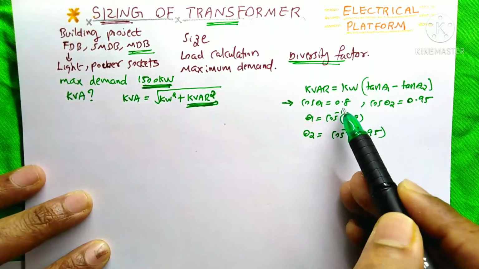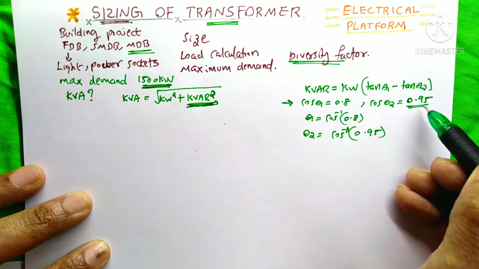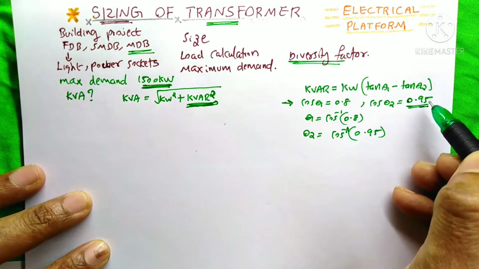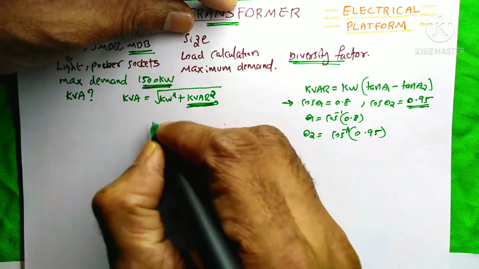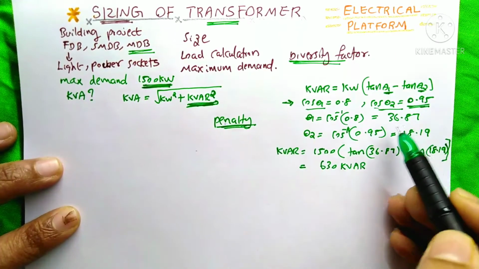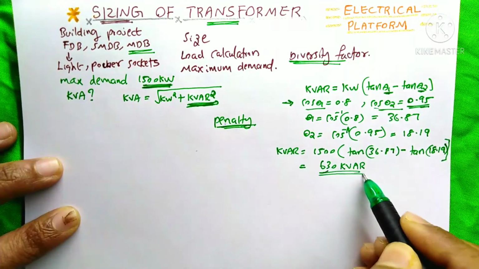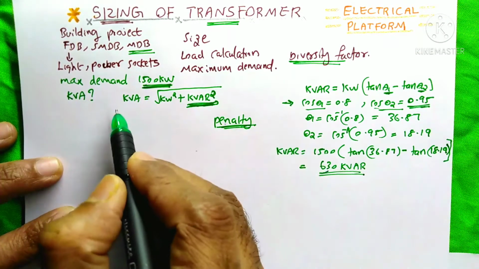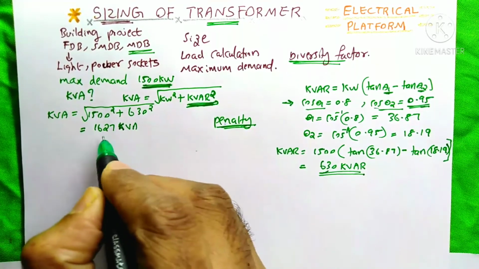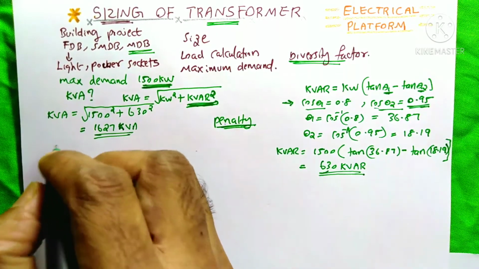So here I just take 0.8. The target power factor, cos theta 2, means we are going to correct our power factor to 0.95, to avoid the penalty from the government utility company. We will get theta 1 as 36.87 and theta 2 as 18.19. kVAR will become 630 kVAR. This kVAR we need to apply in the kVA calculation. By applying this in the equation, we will get the kVA as 1627. It is actually the maximum demand of our system.